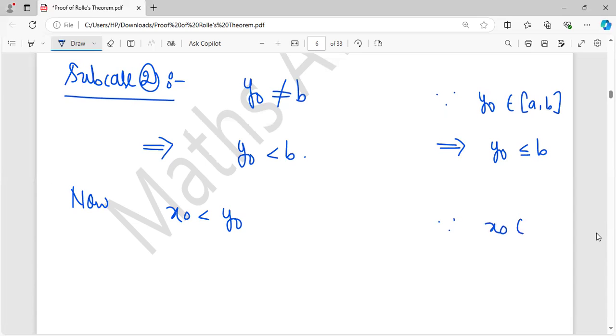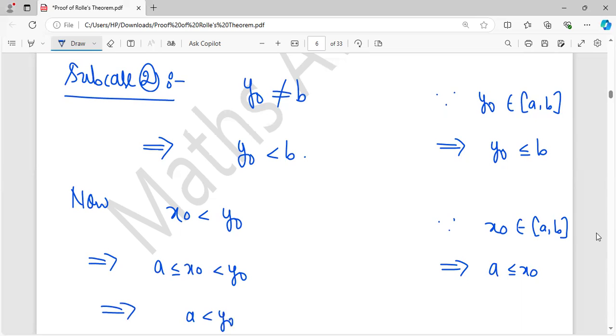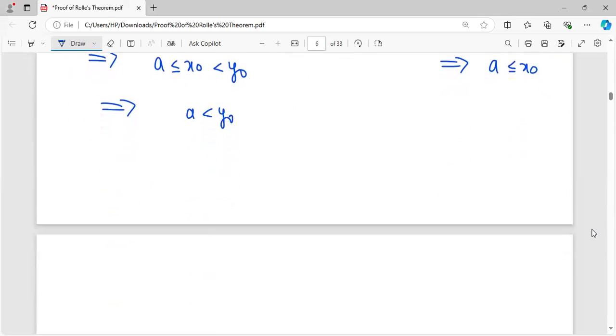Because x naught belongs to the closed interval [a, b], this implies a is less than or equal to x naught. So this implies a is less than or equal to y naught. So from this and from this, what do we have? This implies y naught lies between a and b.